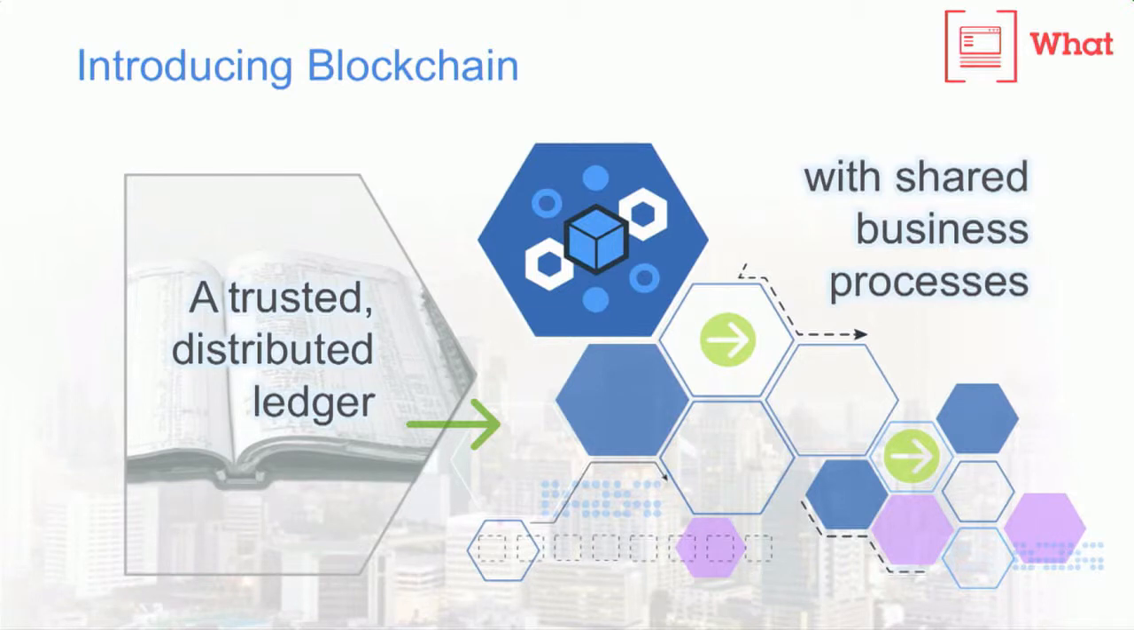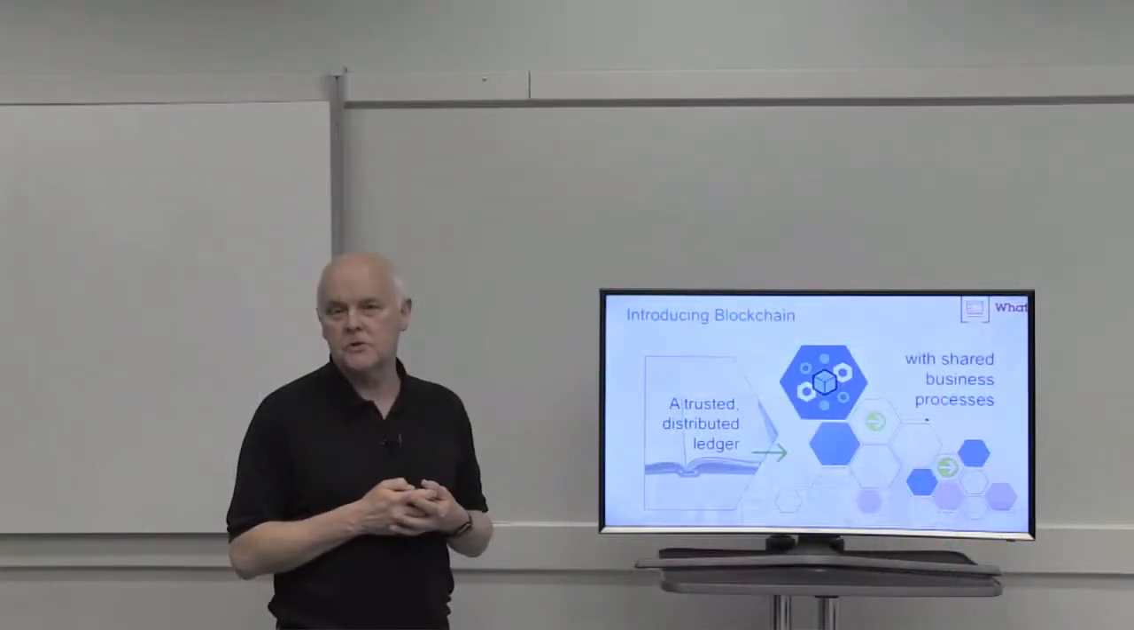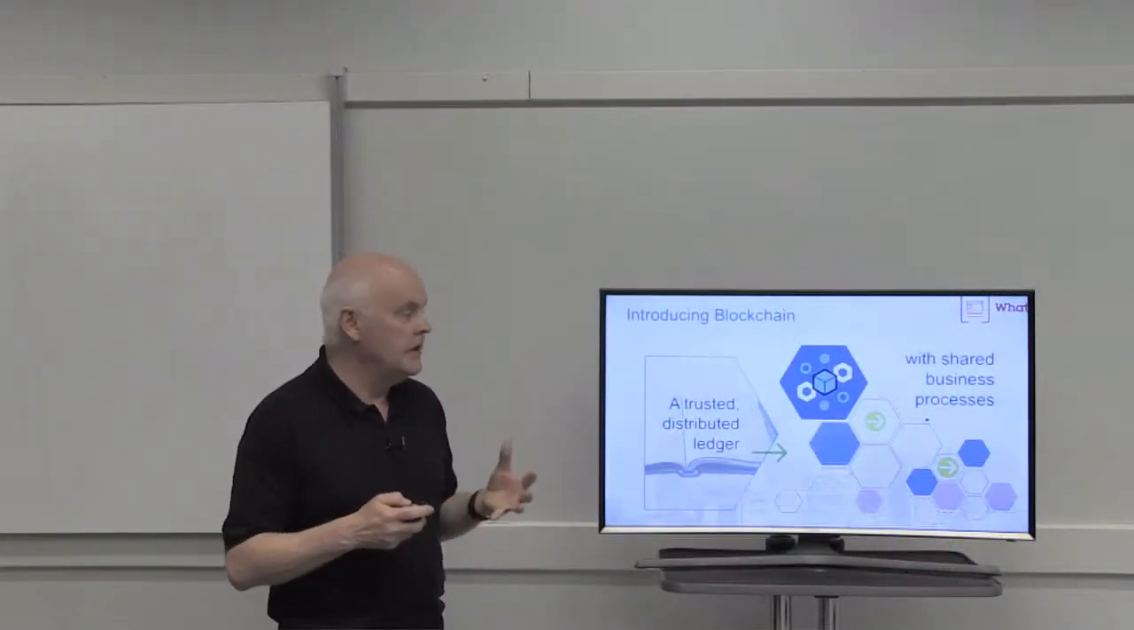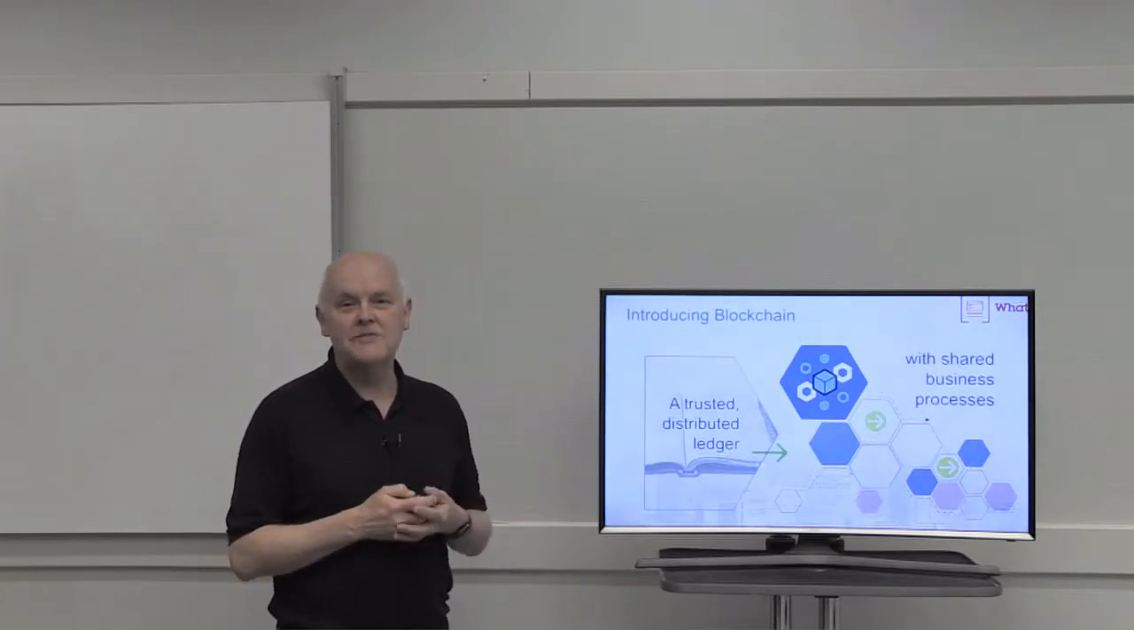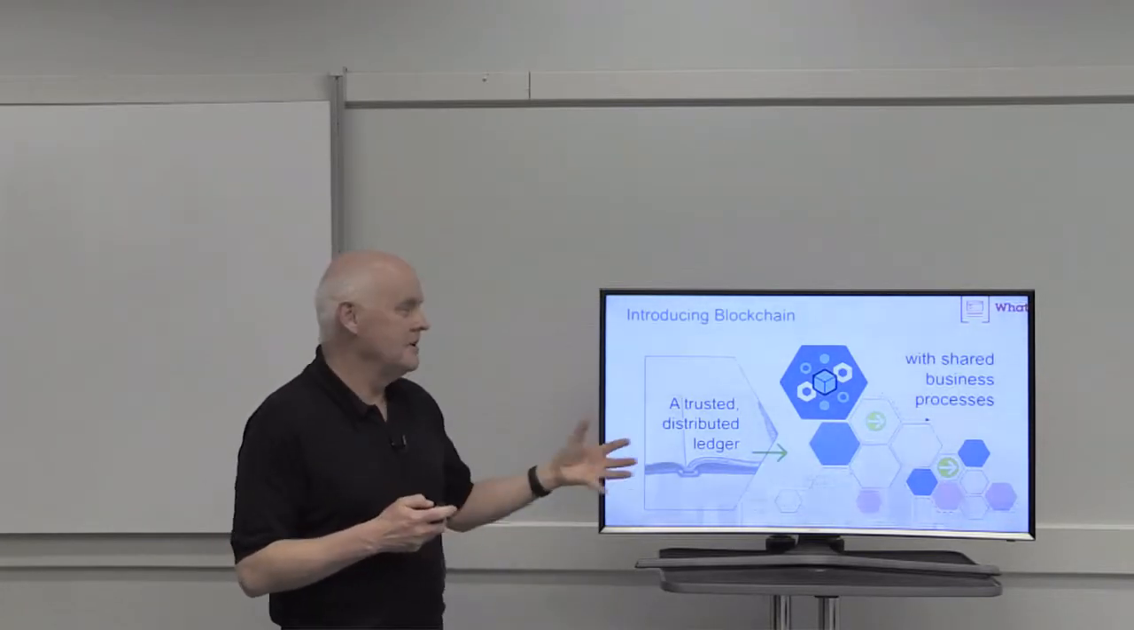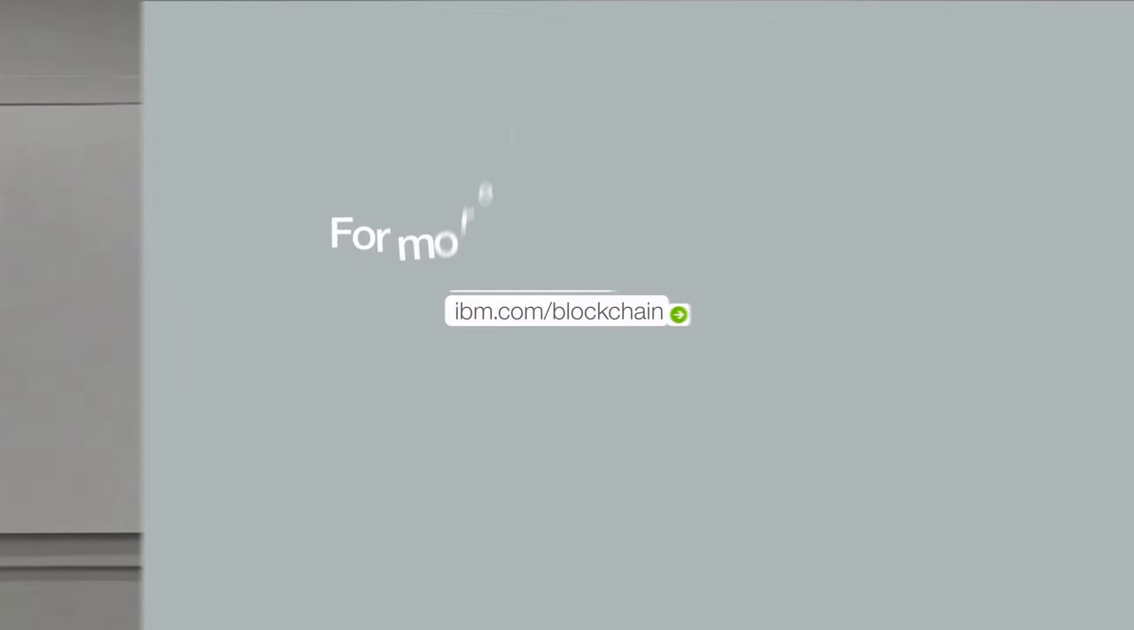Now, we haven't talked about blockchain very much up to now. Let's bring blockchain into the picture. Blockchain at the very highest level is a trusted distributed ledger which has a shared set of business processes across all the members of the business network. That's it. If someone asks you in the elevator, what is blockchain, this is what we should be telling them.